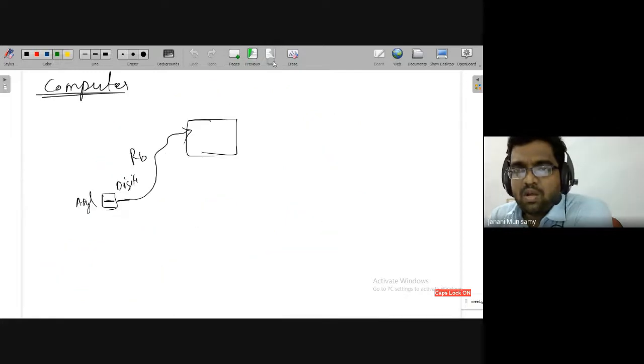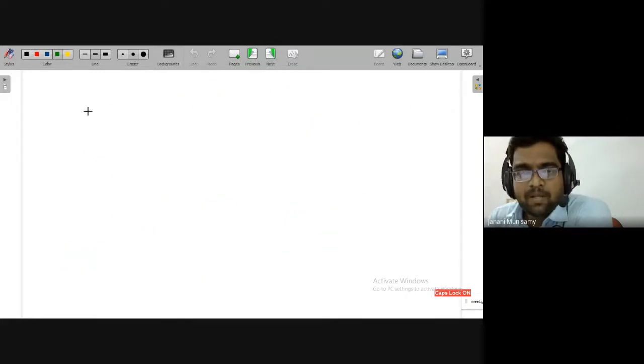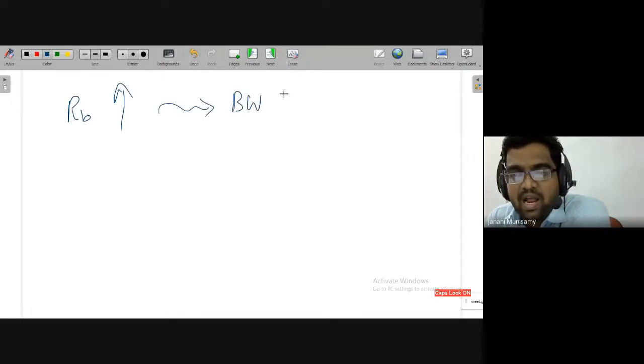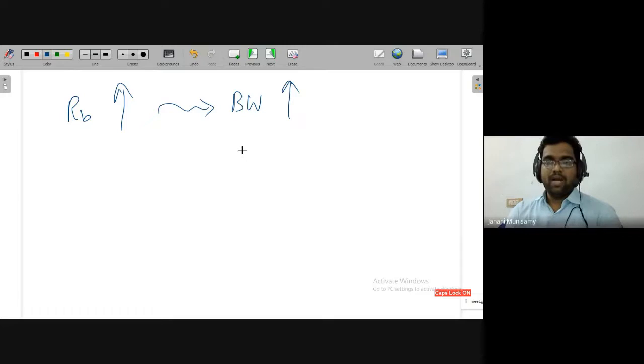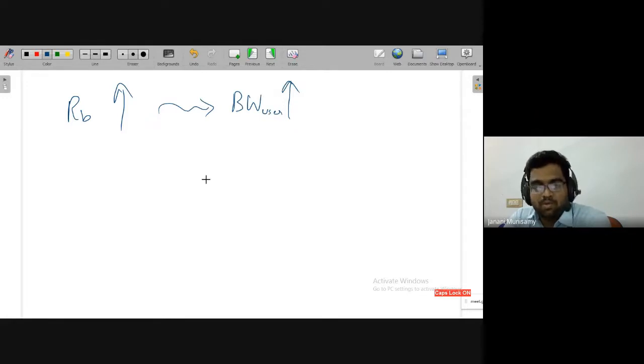Somehow we know bandwidth is related to the bit rate. Forget about the formula for now. What is the observation? If RB is increasing, definitely the bandwidth needed to carry that digital information also will increase. The bandwidth of the particular user has to increase, because the user is giving the analog signal that is converted into digital data, and that occupies a particular bandwidth. So once you increase the data rate, the bandwidth of the user will increase.